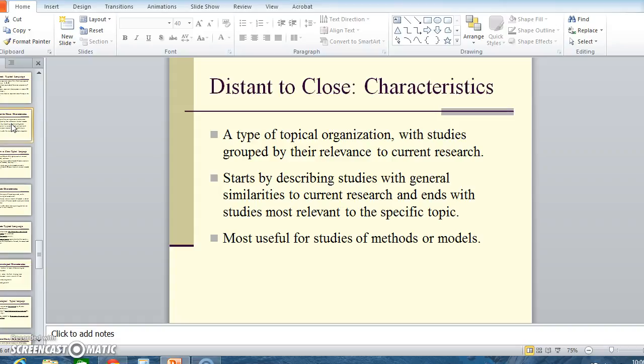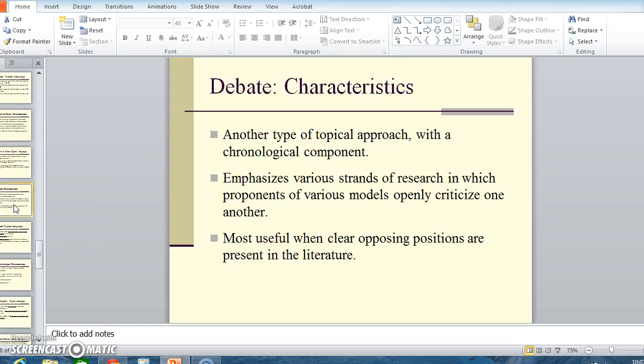This one, distance to close, is more useful for methods, methodologies, lab and scientific research in which one is actually conducting the research as well. You can peruse through this, but for most of you this is not what you're going to be using.